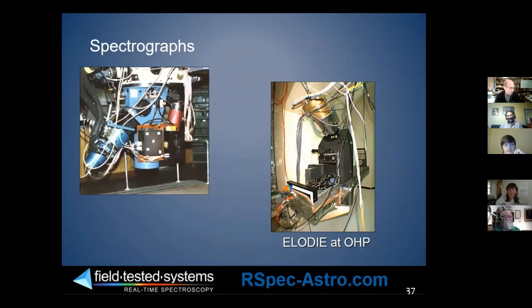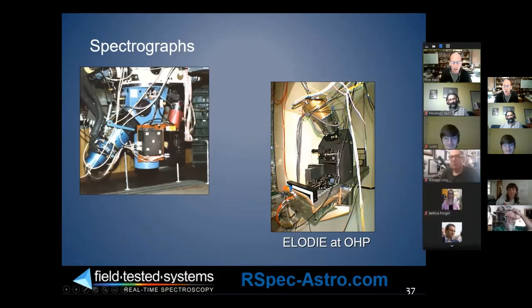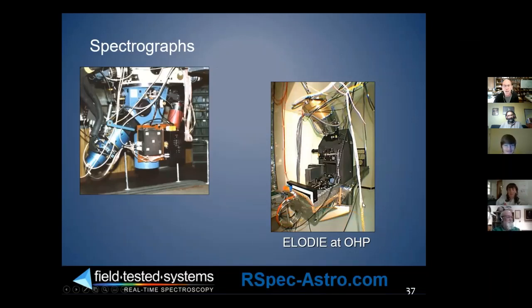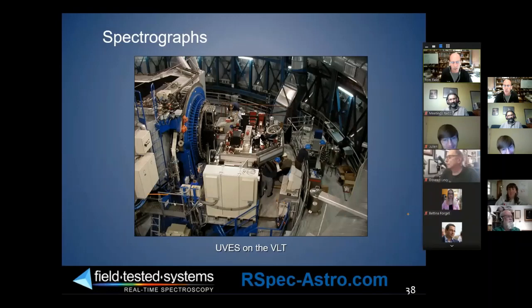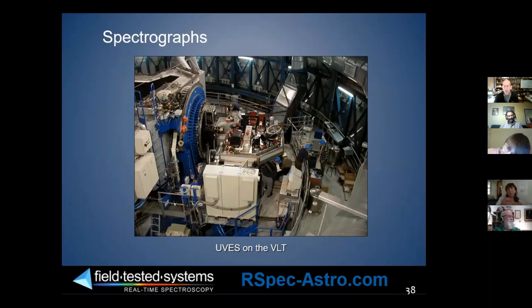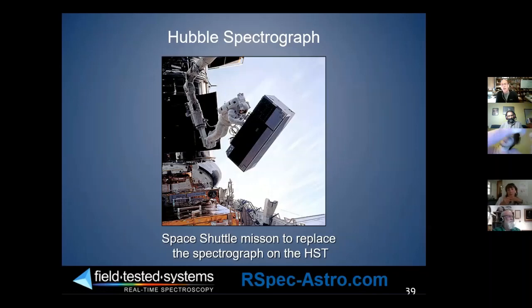Here's some examples of some spectrographs. Again, I'm not going to get into a lot of details. This is the one on the right that discovered the first exoplanet, and it's in southern France. This is the VLT, and the scale of this is really remarkable. When you look at the scale of humans down here, you get a sense for how large that device is. And this is the Hubble Spectrograph being repaired by the space shuttle.